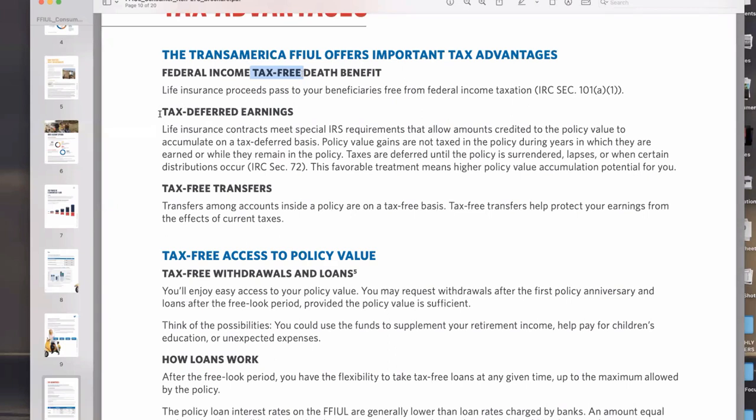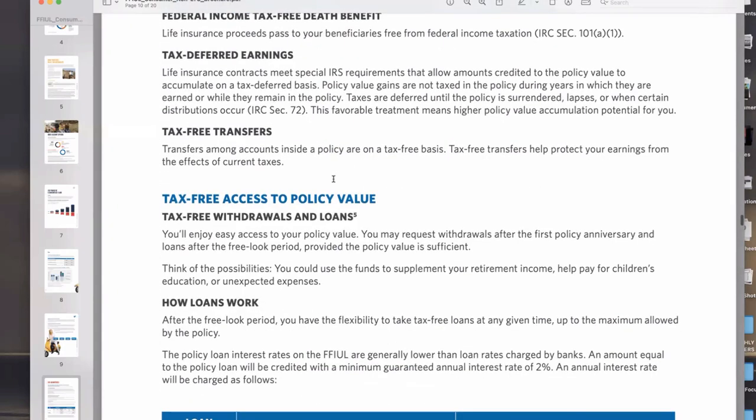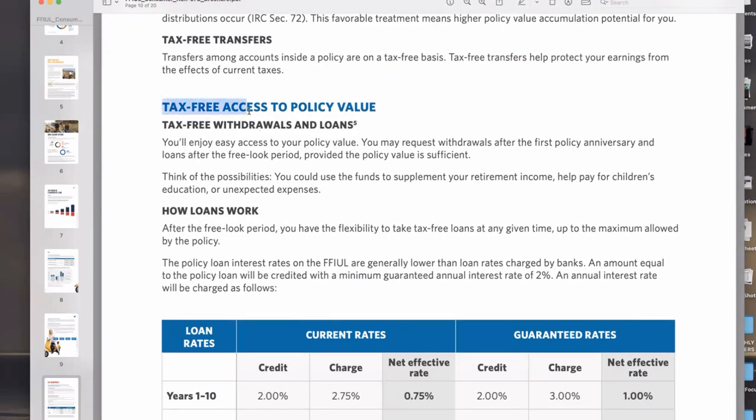Now, the growth of the account is what? Deferred. Notice, life insurance contracts meet special IRS requirements that allow amounts credited to the policy value to accumulate. You see the word that they're using? Accumulation. To accumulate on a tax-deferred basis, meaning that money will compound and there will be no taxes as it is growing. Now look here. Tax-free access to the policy value. And what did we put? Tax-free withdrawals, tax-free loans. Is that awesome or what? So it grows tax-free and I take money out tax-free.